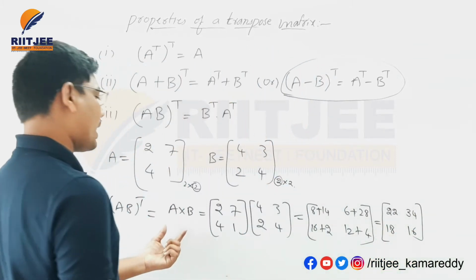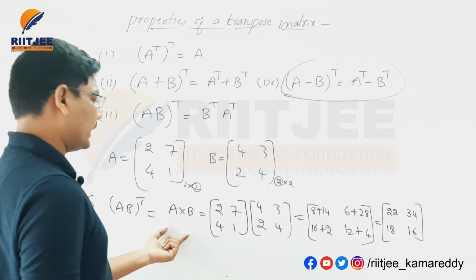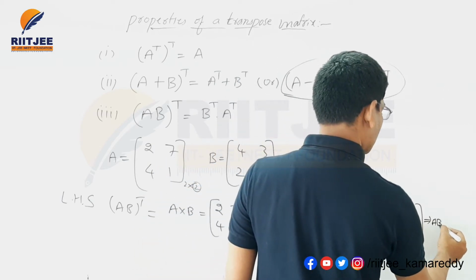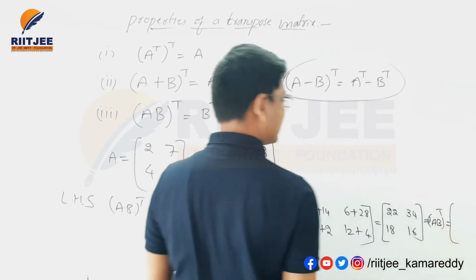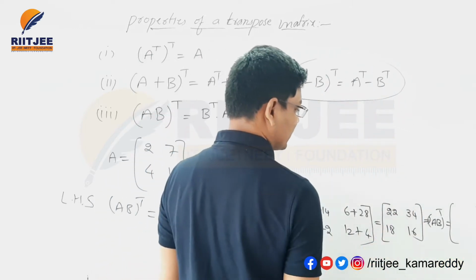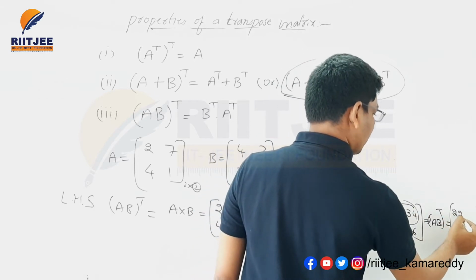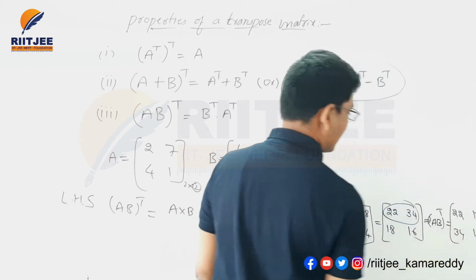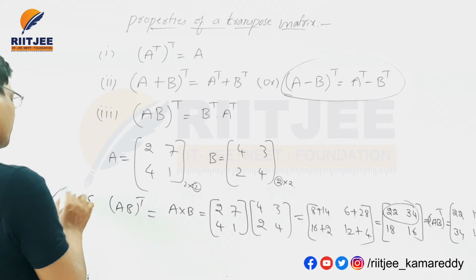This is only about A into B, AB. So here we want AB whole transpose. This implies AB whole transpose is equal to the rows of a matrix changed to columns and columns of a matrix changed to rows: 22 34 and 18 16. This is the answer of AB whole transpose. But this is all about LHS.